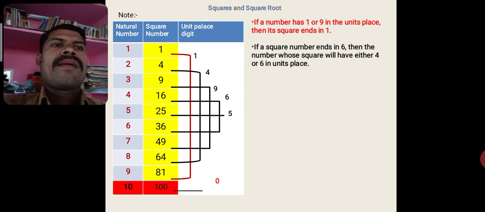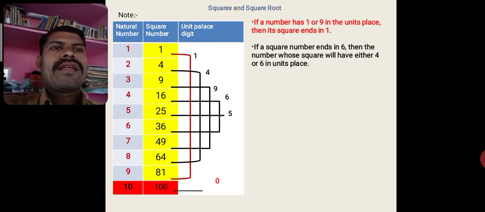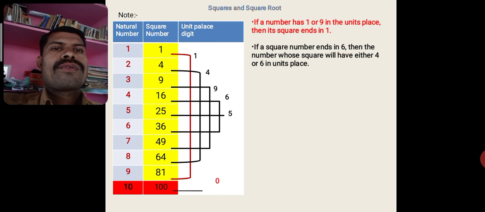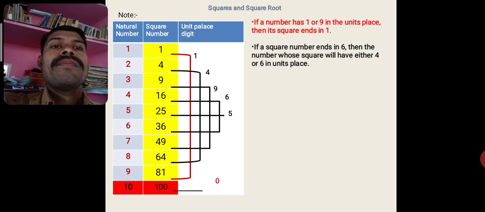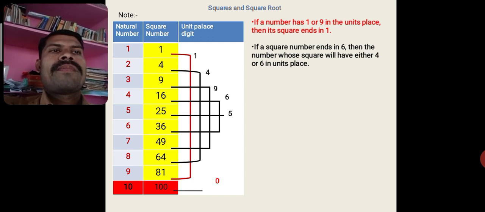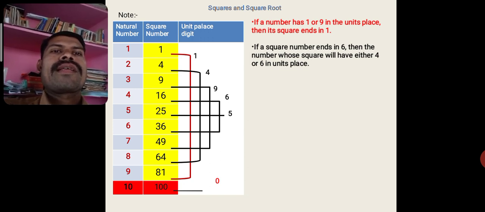If a perfect square number ends with 6, then the number whose square it is will have either 4 or 6 in its unit place. You can see there, 2 2s are 4, 8 8s are 64. Or here, 4 4s are 16, 6 6s are 36. That means if the square number ends with 6, then the number whose square it is has either 4 or 6 in its unit place.